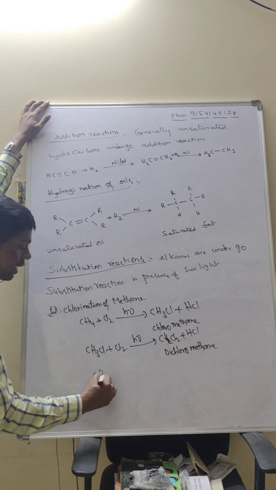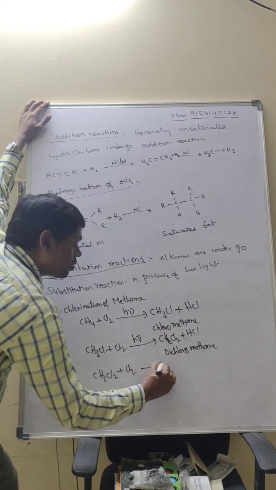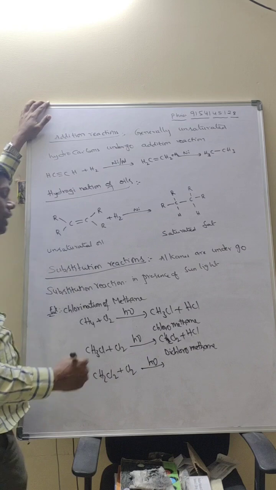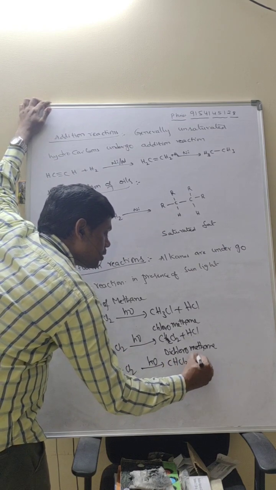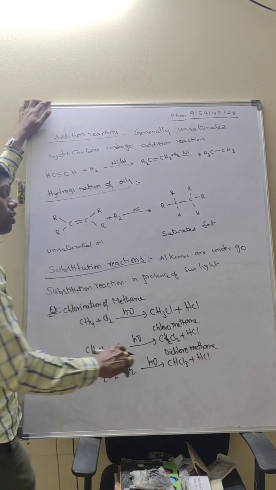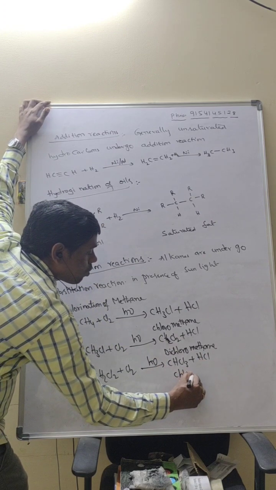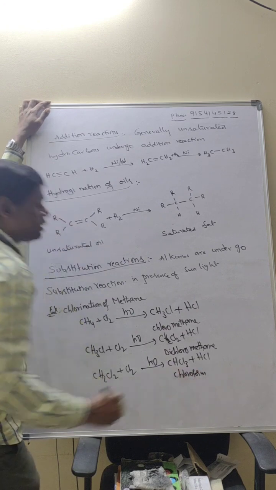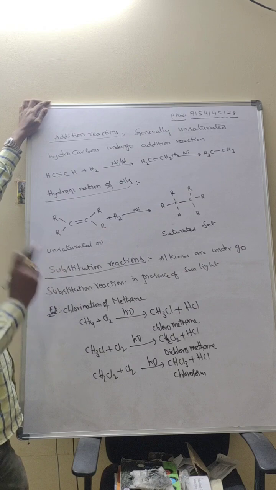Dichloromethane reacts with another chlorine molecule in the presence of sunlight. That gives CHCl3 plus HCl. This is called trichloromethane or chloroform. You have to remember every equation, as every equation is most important.